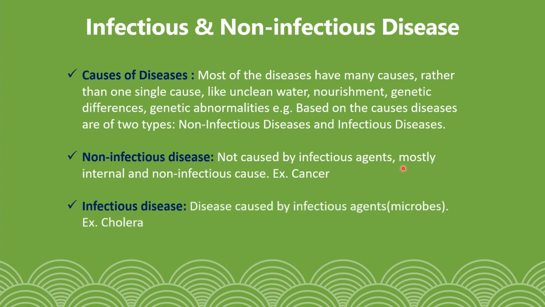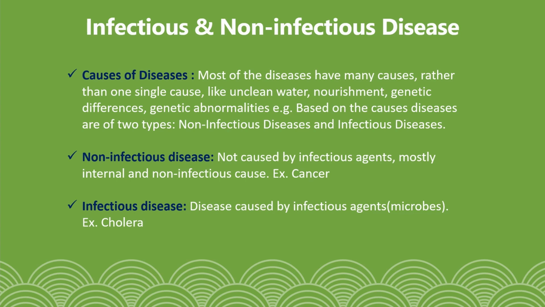And secondly, the infectious disease, which is caused by an infectious agent. In most cases, they are microbes like bacteria, virus, protozoa, etc. An example of this is cholera. Now we are moving on to the last part of this video, that is the different methods of transmission of infectious disease. In most cases, non-infectious disease cannot be transmitted easily, while infectious disease can be transmitted easily because it is caused by an external agent, unlike non-infectious disease.